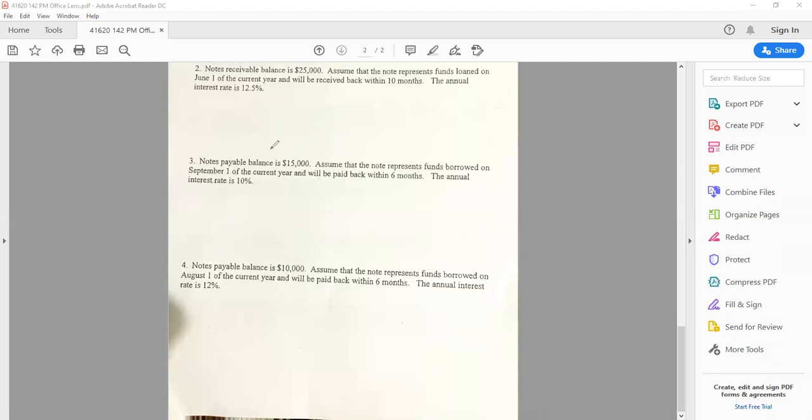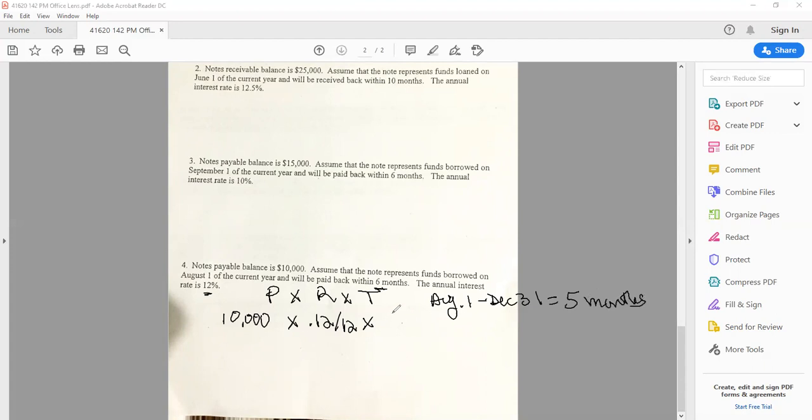All right, so on number 4, it says notes payable is $10,000. Assume the note represents funds borrowed on August 1st and again paid back in 6 months. Annual interest rate is 12%. So again, principal times rate times time. Principal being $10,000. Interest rate is 12%, so take 0.12 divided by 12. And then this one, I'll write this one, it's August 1st through December 31st. That, of course, is going to be 5 months. So multiply this by 5. And that'll give you, again, this happens to be right at $500.